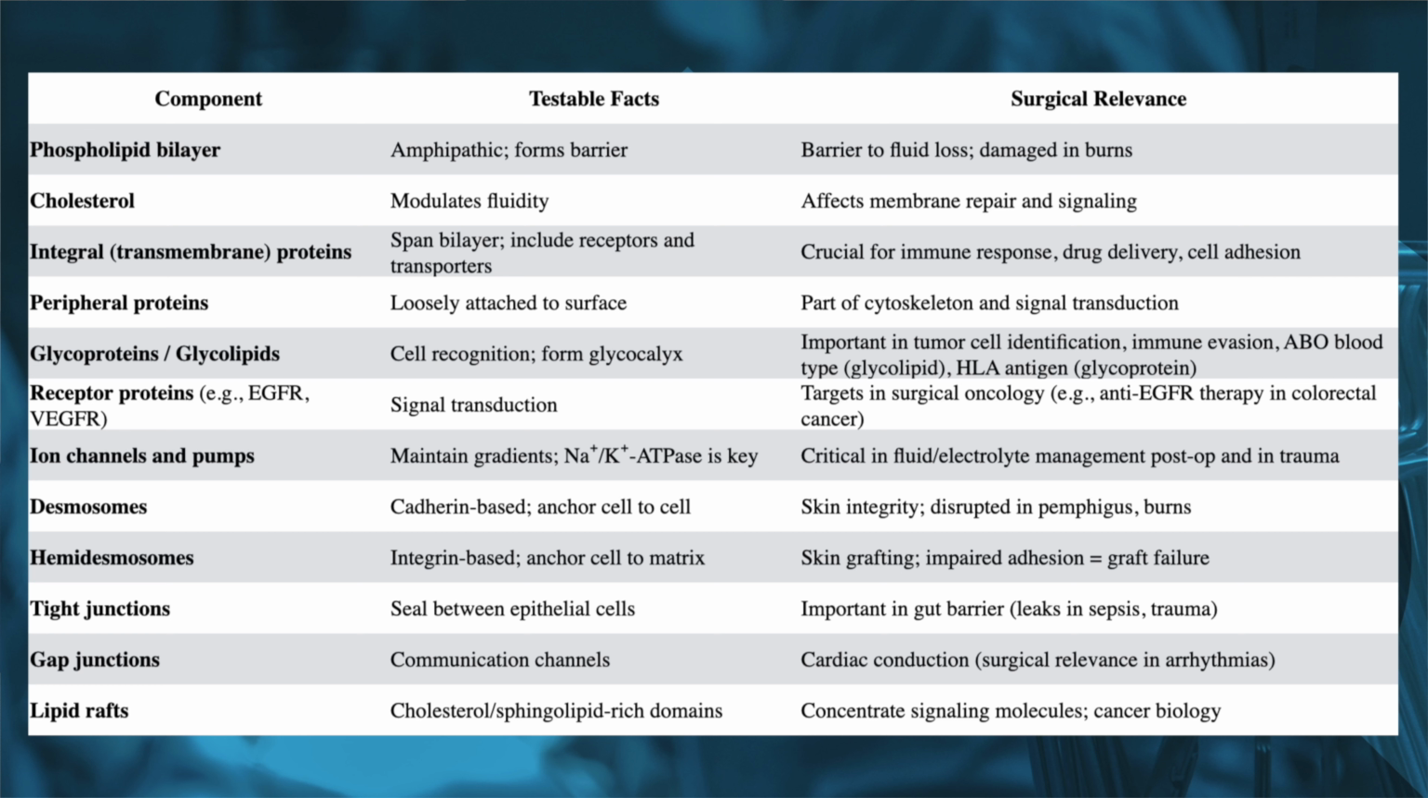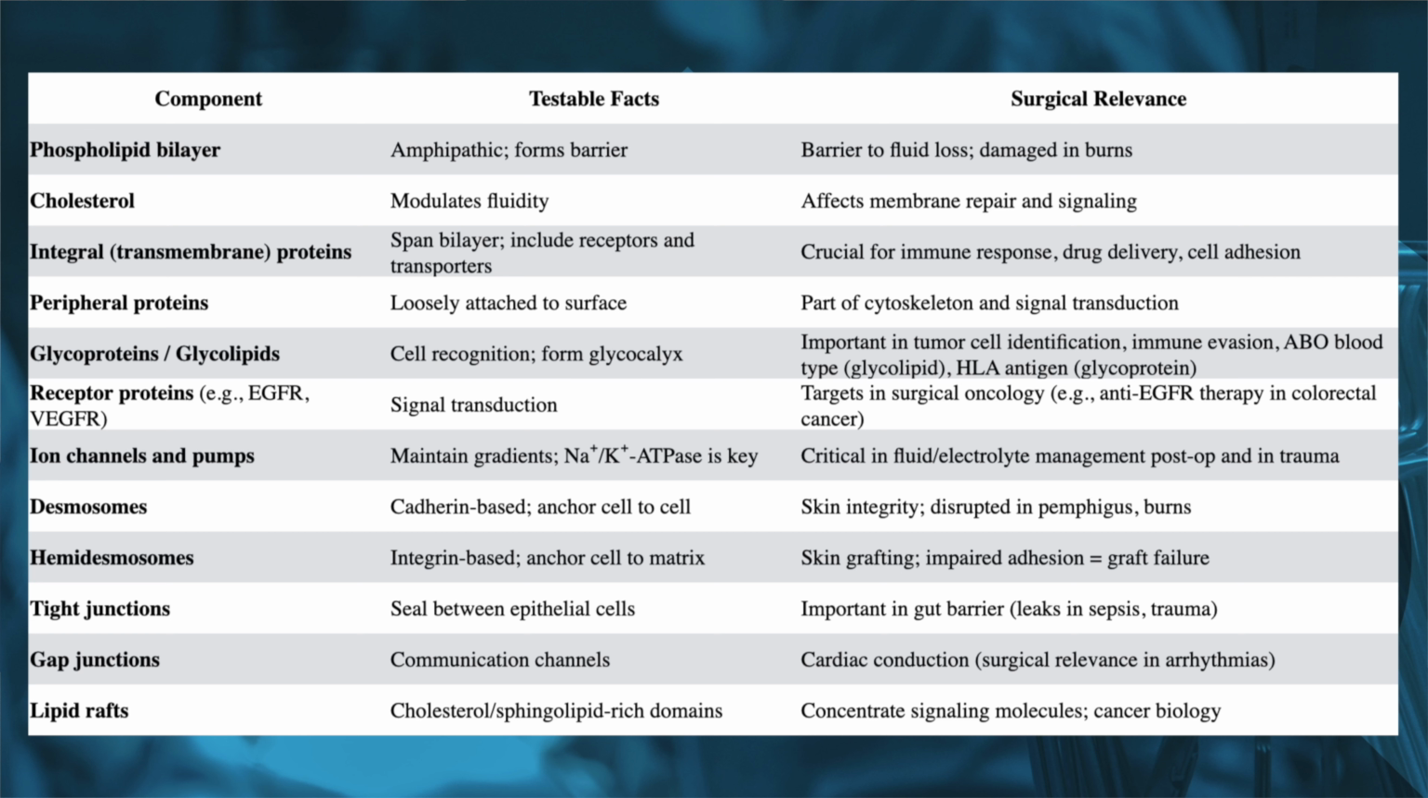Cholesterol is important in the cell membrane, and that modulates fluidity within the cell membrane, and it affects membrane repair and signaling. There are several transmembrane proteins. These span the bilayer and can include receptors and transporters, and these are crucial for the immune response, drug delivery, and of course cell adhesion. And we're going to talk about that in just a minute.